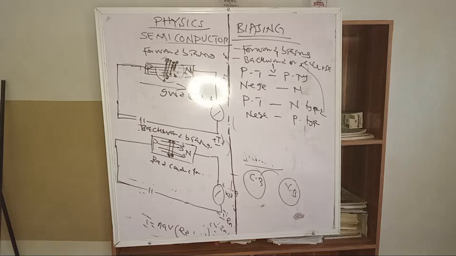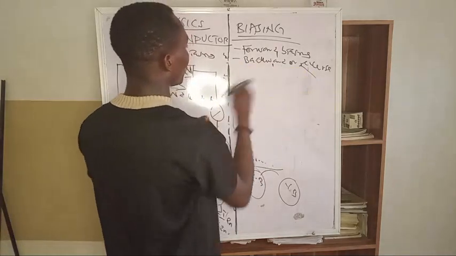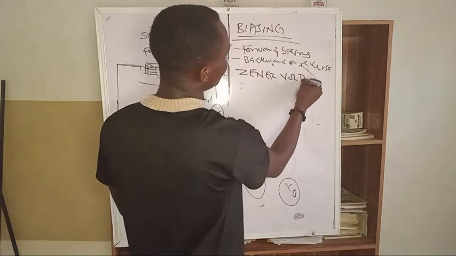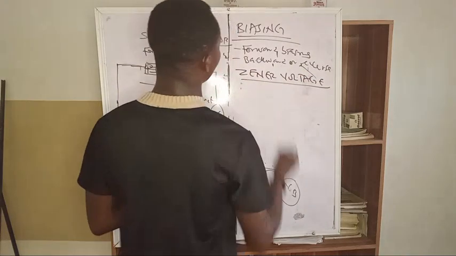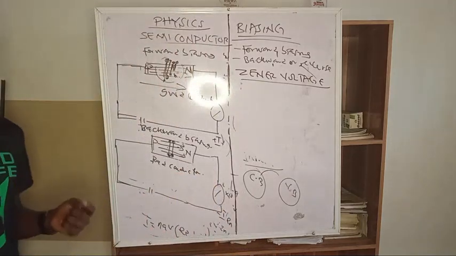So that is that. Then there is what we call Zener voltage. The other name for Zener voltage is breakdown voltage. So when you hear Zener voltage or breakdown voltage, what does it mean? Meanwhile, I said that your diode as a device is used for rectification of circuits.